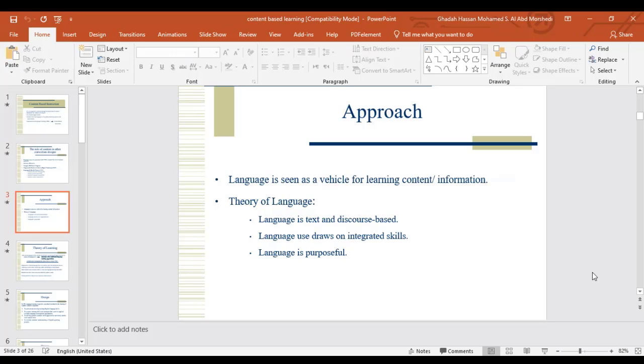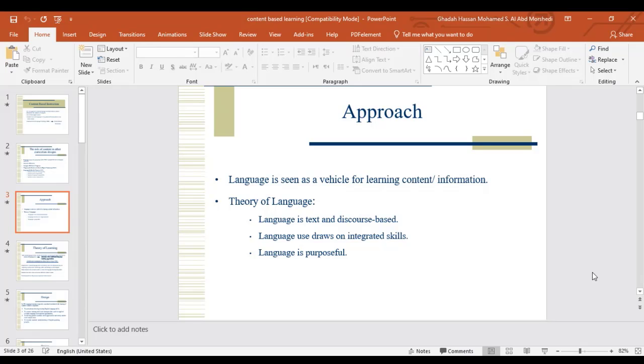So when you think about the approach, usually when you think about the language, it's the vehicle, okay? As a teacher, you try to provide and deliver the content and the information to your students. So the language is the vehicle for that. When you think about the theory of language, any language is about what? You have a text, and when you read it, it is text and discourse. And you had, I think, some terms that you learned before, like discourse analysis and all that. So it means you analyze the text.